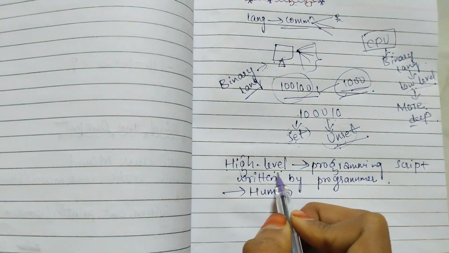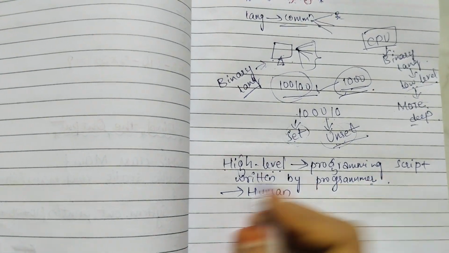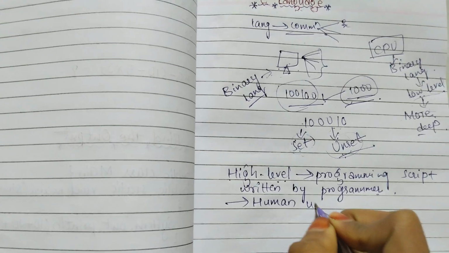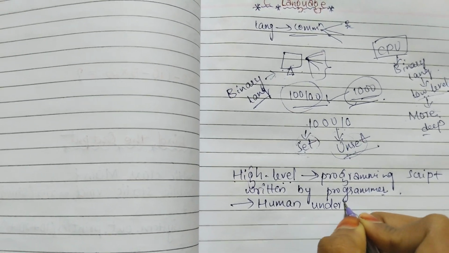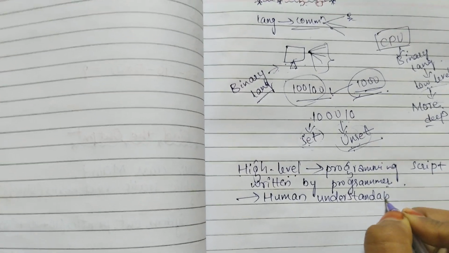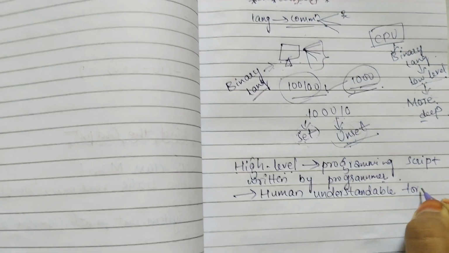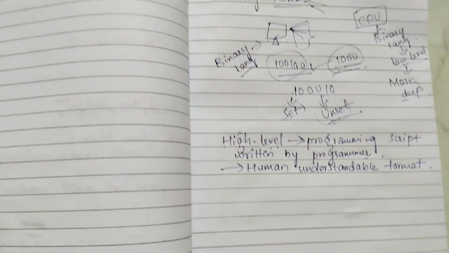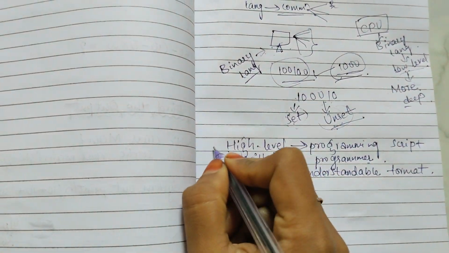High level means which is written by the programmer. Humans can easily understand it. Human understandable format. Clear? If you understood this much, we have one more language, that is assembly level language.